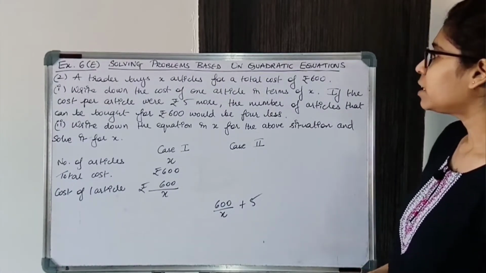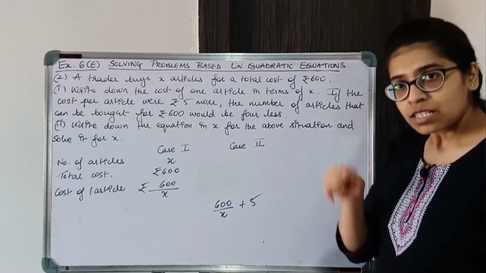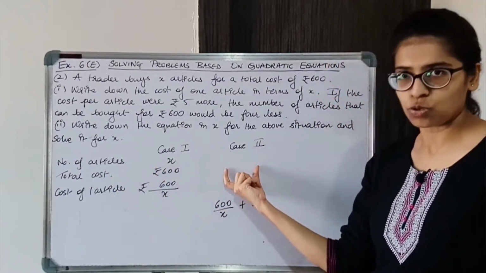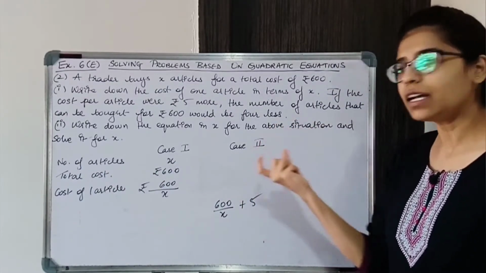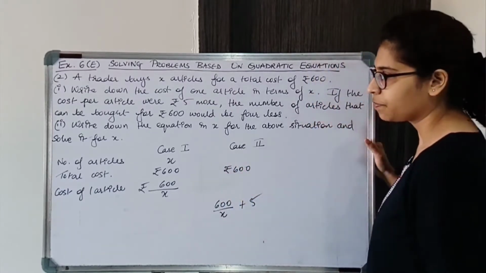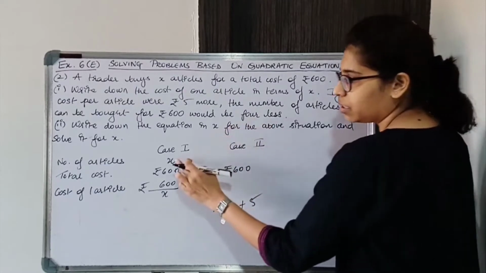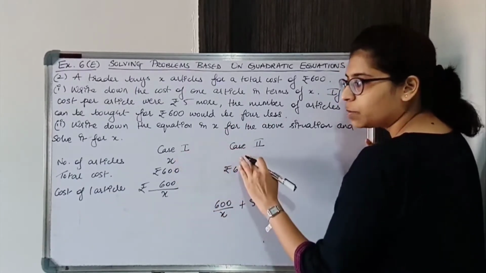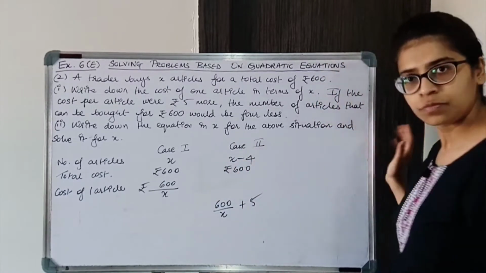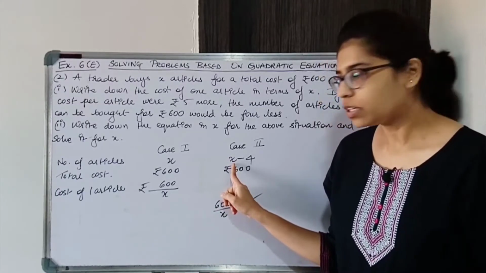The number of articles that can be bought for rupees 600 would be 4 less. We are still buying the articles for rupees 600 only. So total cost in this case also, यहाँ पे भी 600 rupees का ही articles buy कर रहे हैं. So case 2 में भी the total cost is 600. The number of articles would be 4 less. Here the number of articles are X. So here it will become 4 less. X minus 4. Okay. So over here it will be X minus 4 articles.